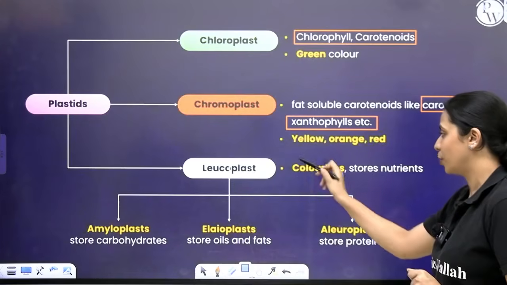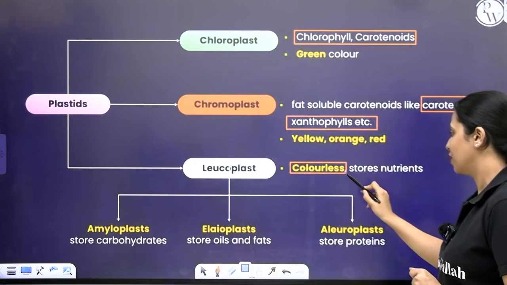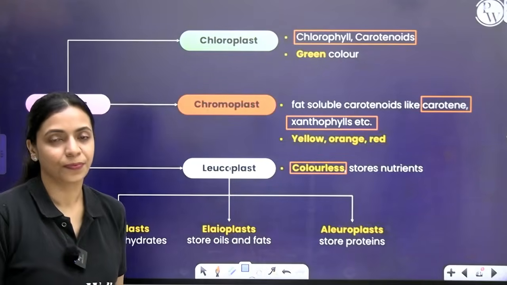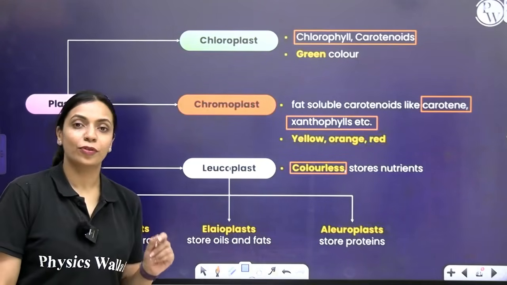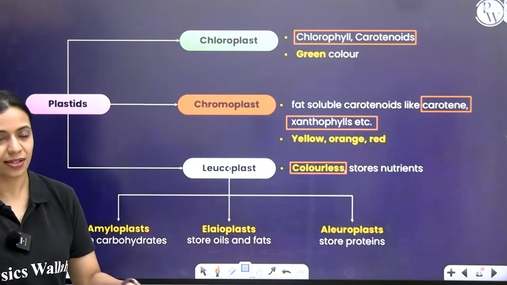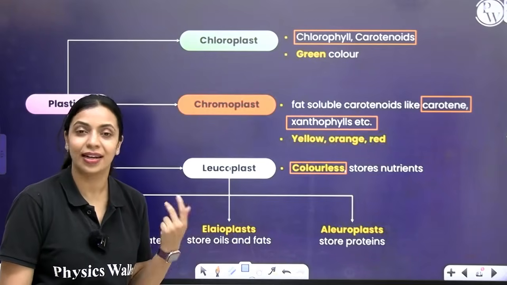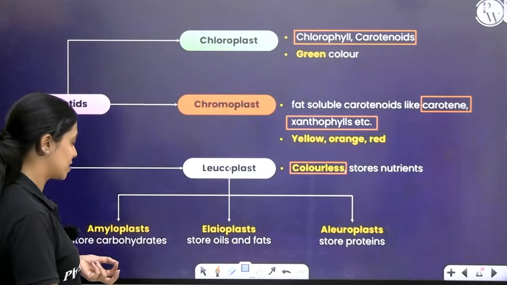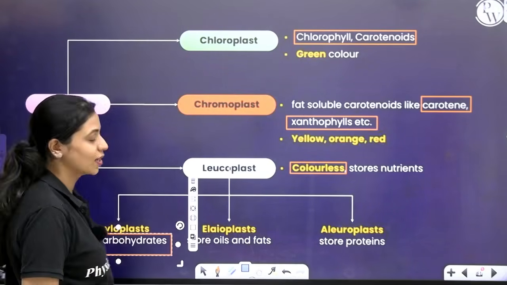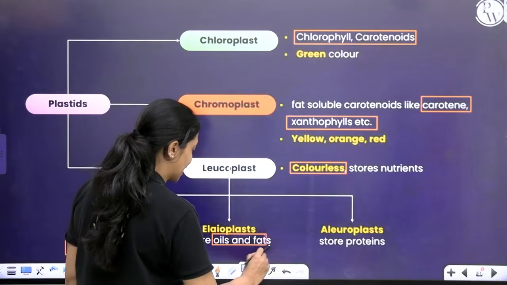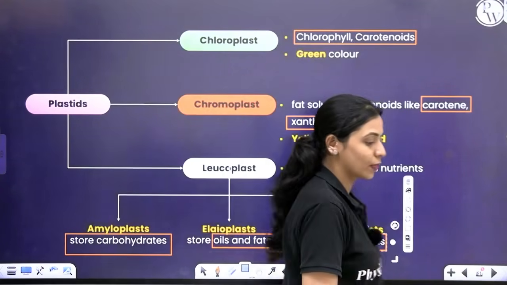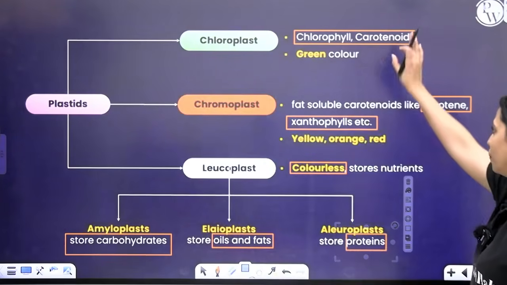Leucoplasts, leuco means colorless. So these leucoplasts are colorless, they are majorly involved in storage of nutrients. Depending upon which type of storage food is there, you have three different types of leucoplast: amyloplast, aleuroplast, elioplast. Amyloplast stores starch like carbohydrates. Elioplast stores oils and fats, basically lipids. Aleuroplast stores proteins. We have to learn the structure of chloroplast only.